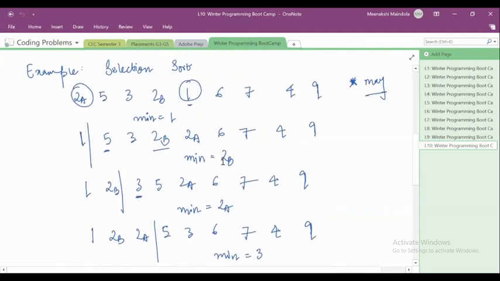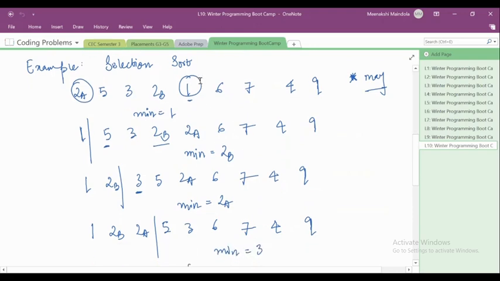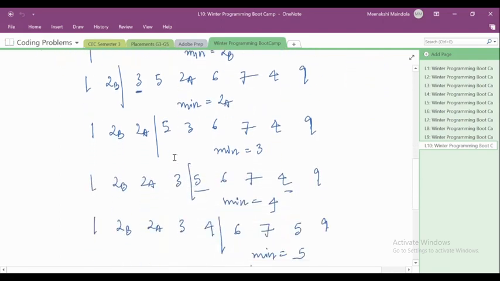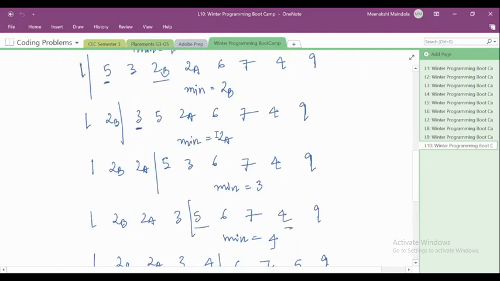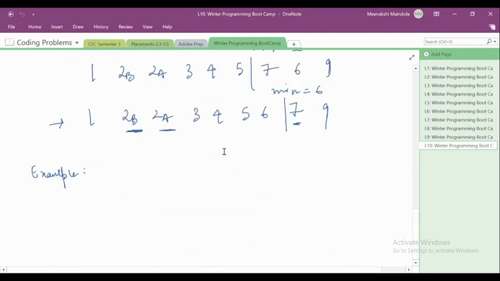I don't think you were paying attention when I was explaining this example, but anyway, you can take up the same example and try to run selection sort on this and see how this is happening. Even if you write down the code and try with this same example, the same thing is going to happen.